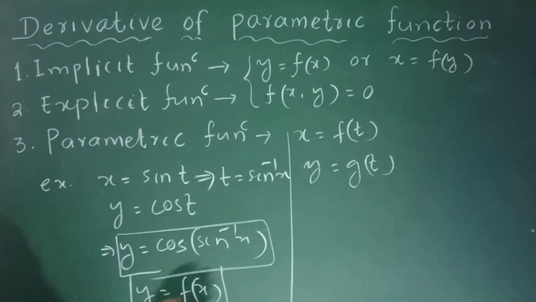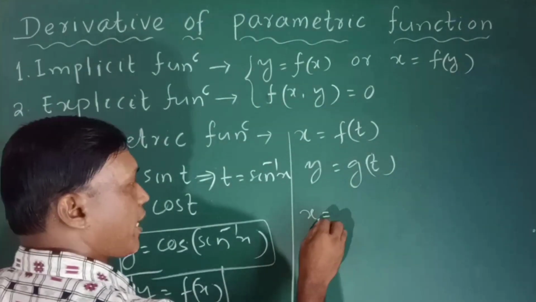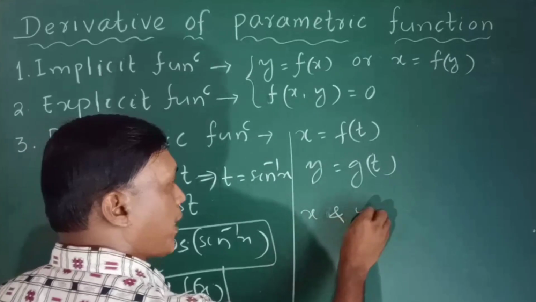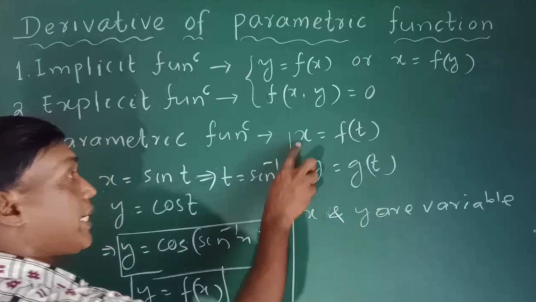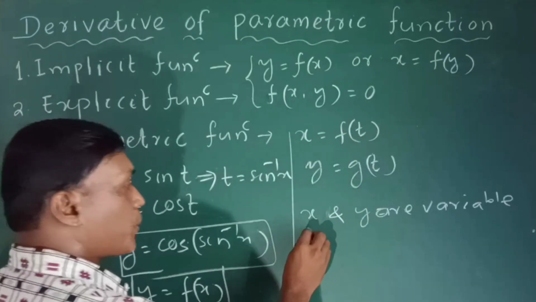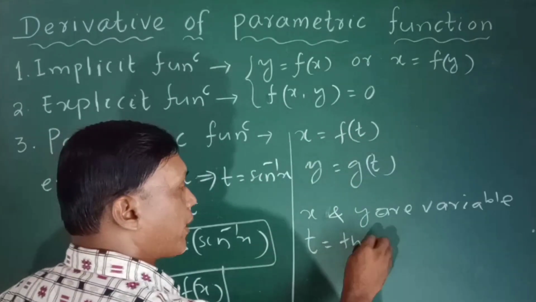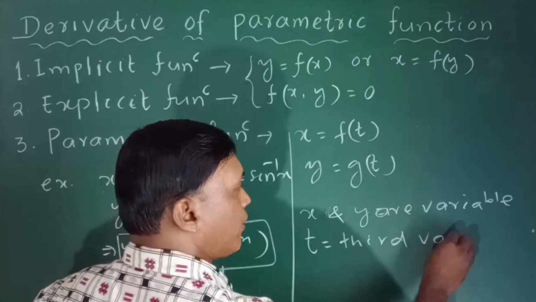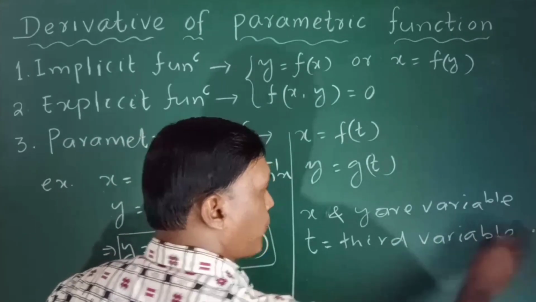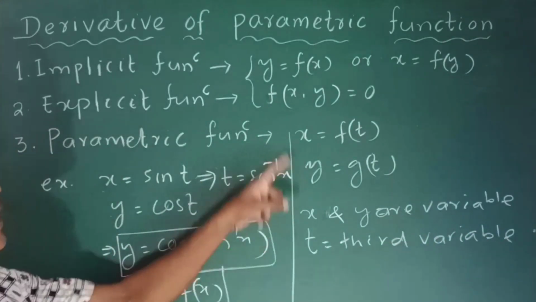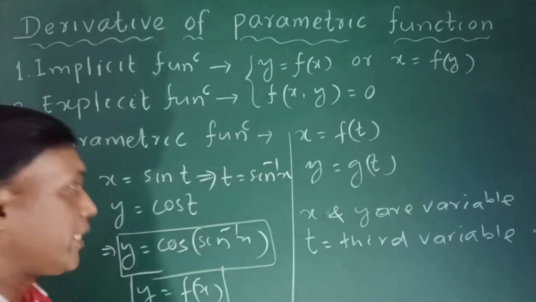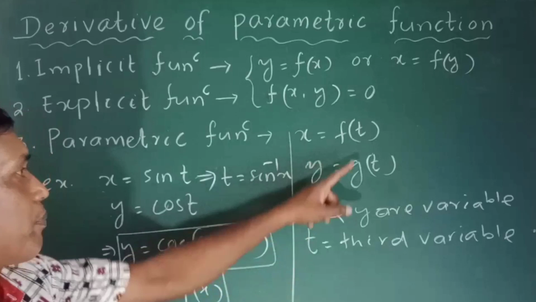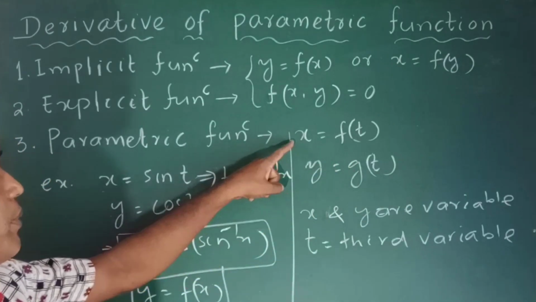So look at here, what happens? x and y are variables. The variable which makes relation between x and y is t. So t is the third variable. t is the third variable which creates relation between x and y. The person which makes relation between two persons is known as a mediator or third person. Third person, here t makes relation between x and y.